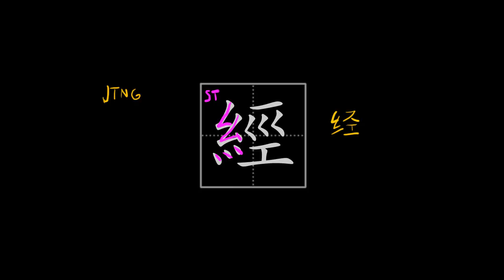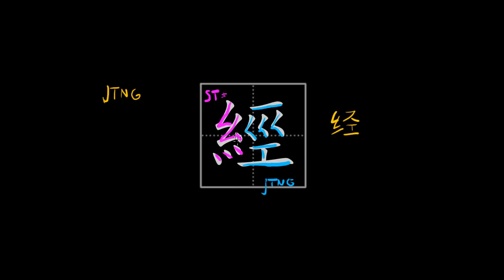And the second element of the character is this one. And this is pronounced jing, jing. And it is just a phonetic element. I didn't find the meaning of this element in my dictionary, and it's clearly the phonetic element in this character, because jing is the pronunciation of the character as a whole, and jing is the pronunciation of this blue element as well.